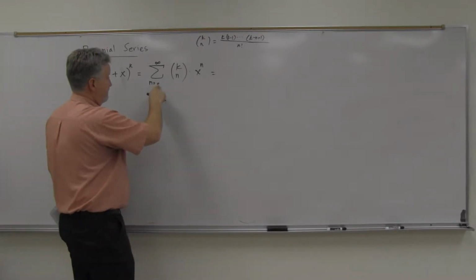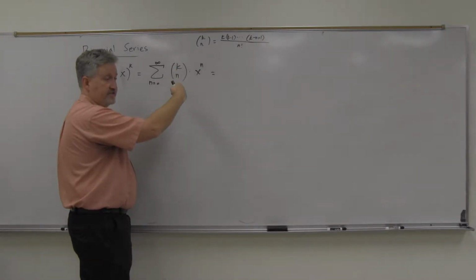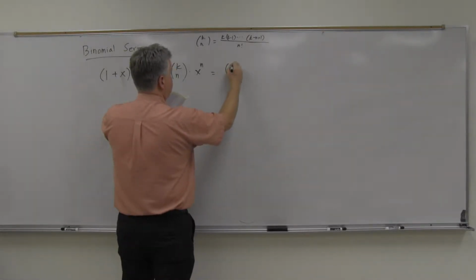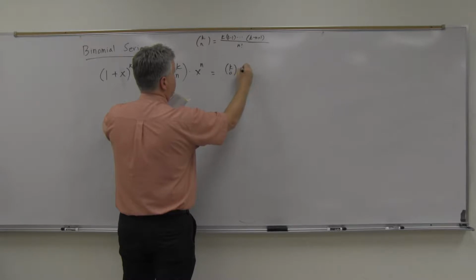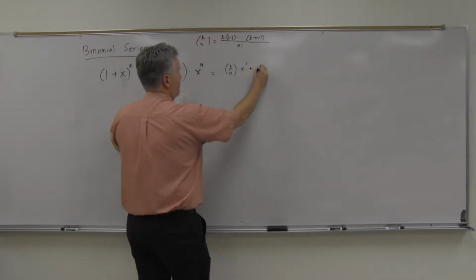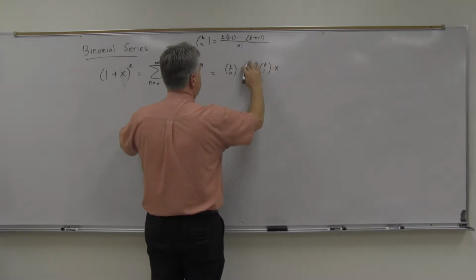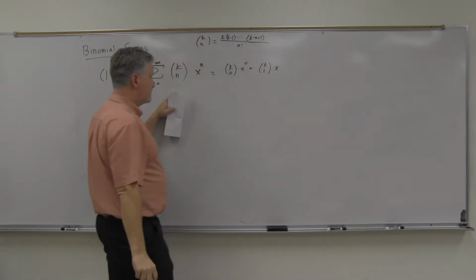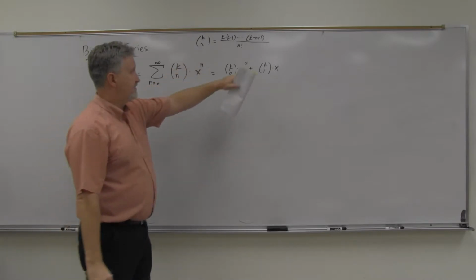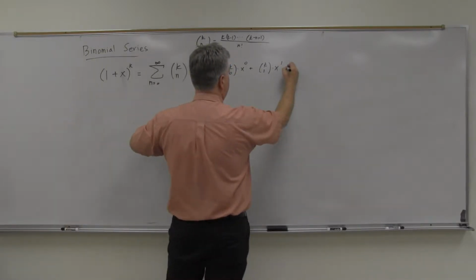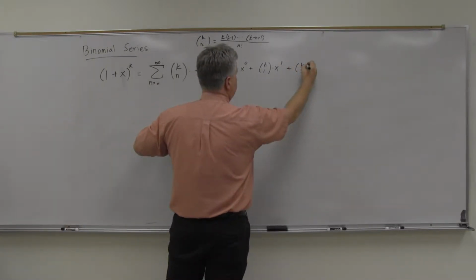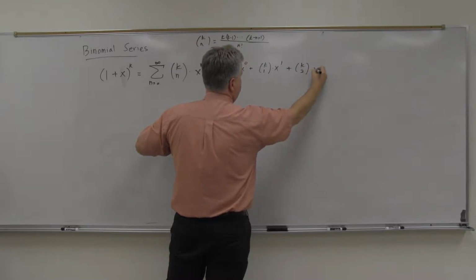So if n equals 0, we've got k choose 0. So the first term would be k choose 0 times x to the 0, since I'm using n equals 0. Then the second term would be k choose 1, x to the 1, and then k choose 2, x squared.